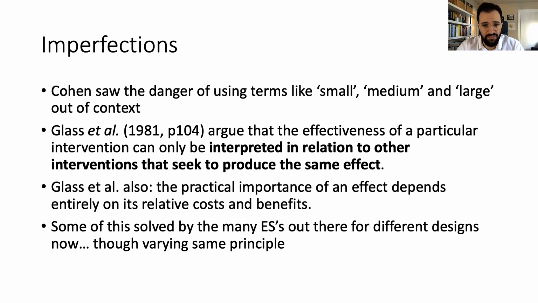And some of that is solved by the fact that there is not just one way to calculate effect size anymore. There are lots of effect sizes out there for different designs, but they vary along the same principle. And there's this further issue that Glass et al. don't mention, which is that if we're just going to be interested in medium and large effects and no small effects, then we could end up with the same problem we have now, where work that is important and interesting and meaningful but doesn't get a large enough effect is hard to publish. The same as the current situation, where work that doesn't have low enough p-values is hard or impossible to publish.